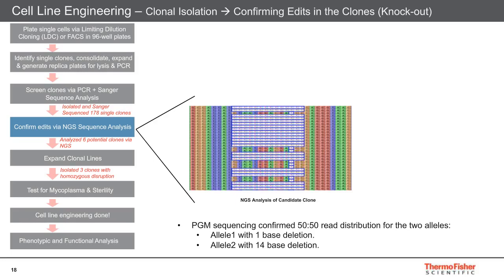And in the next generation sequencing, we identified, and I'm showing you an example of one particular clone. This clone had a 50-50 read distribution. So half the reads arose from one allele, and the other half arose from another allele, with a 1 base deletion and a 14 base deletion. Both of these deletion events lead to a frameshift in the reading frame of the gene. Wonderful. So this is a very good positive clone that we can pursue further.